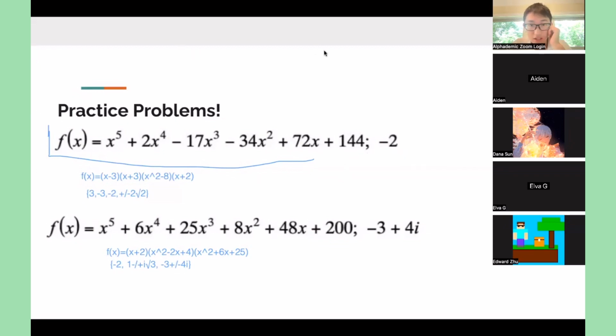Again, looking at the conjugates, the conjugates are just, as you can see, the plus or minus in between the numbers.